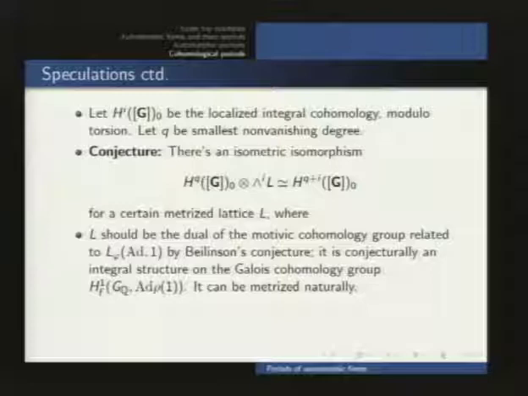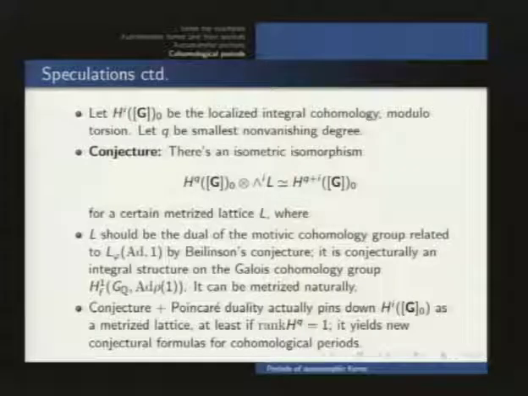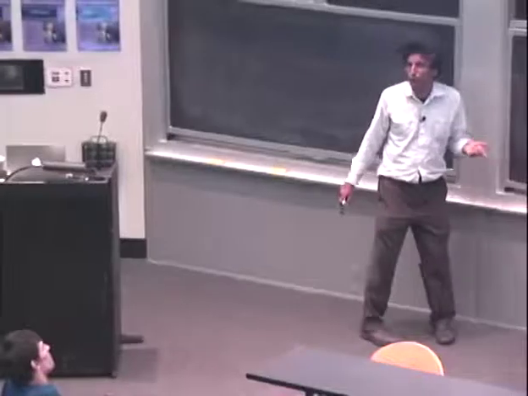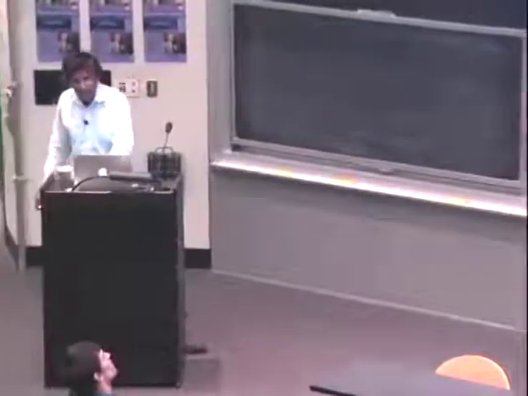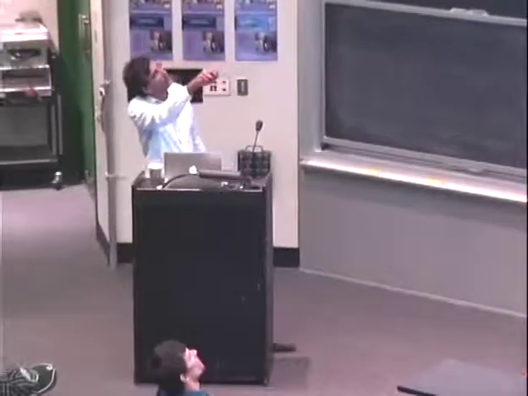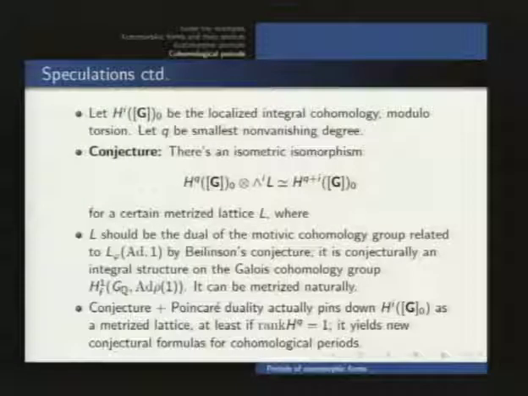Okay, so there's some specific candidate for it. And okay, so it looks like this is relating the cohomology groups in two different degrees. But in fact, it does a little bit better than that because you also know Poincare duality. And if you add that in, at least if the dimension of cohomology in lowest dimension is 1, it actually predicts exactly what this metrized lattice is.